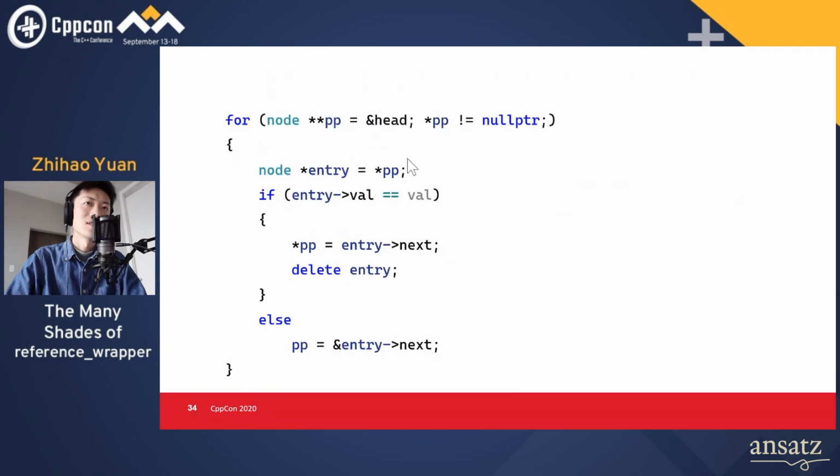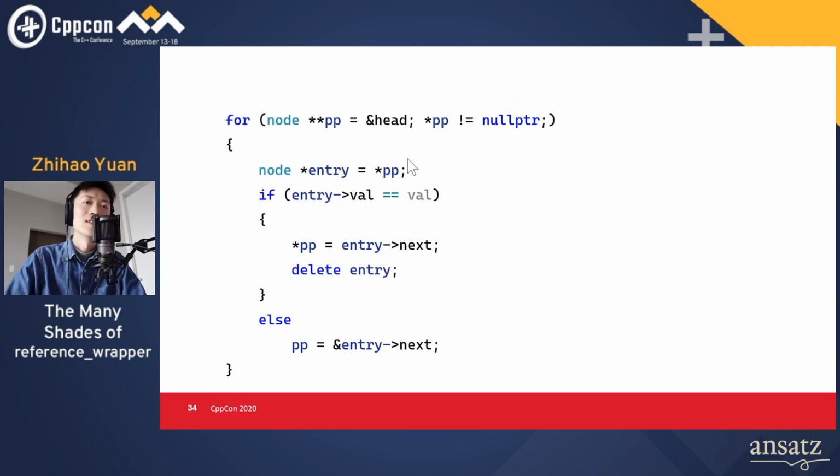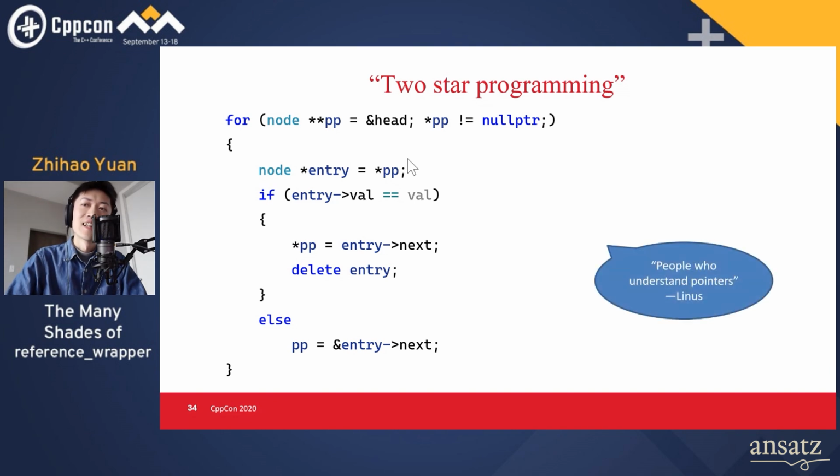You can compare this algorithm with this one that is written using pointer to pointers. It even has a name called two-star programming. And Linus even said this kind of code is written by people who understand pointers. I would recommend these experts stop drawing lines behind themselves. You may understand pointers, but you don't understand rebindable reference.